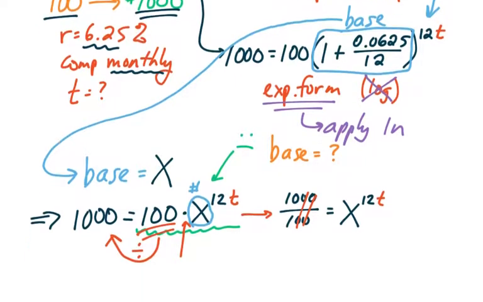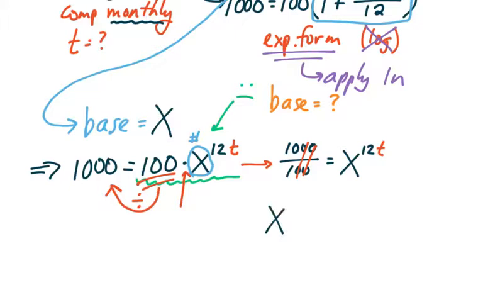So I'm left with, let me just switch things around. Let me put the x on the left side like we're normally used to seeing. x to the 12t equals 10. All right, now we just got a normal exponential function like we've been doing, folks. Now we're good to go. Now the base is all alone.